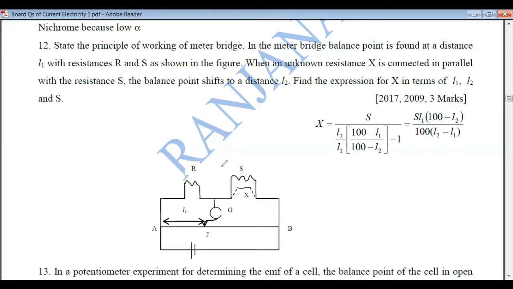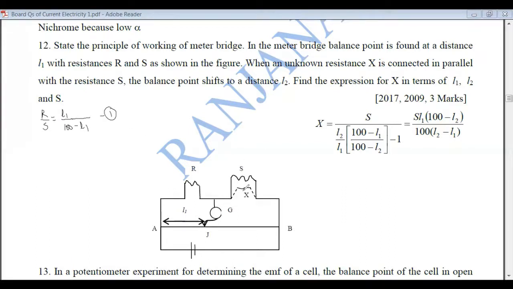When only R and S are connected in the two gaps, the balancing length is L1. According to the balance condition, P upon Q is equal to R upon S, so R upon S will be equal to L1 upon 100 minus L1. Let this be equation number 1.